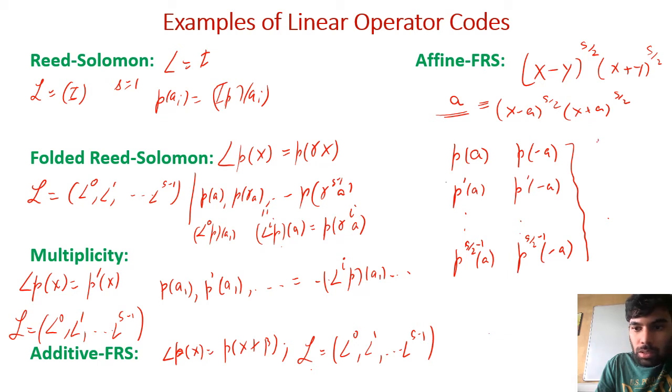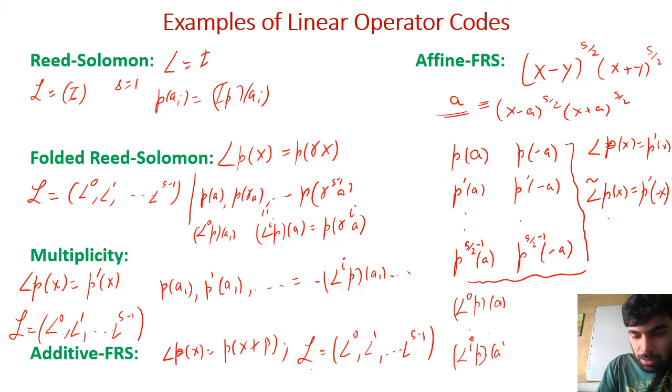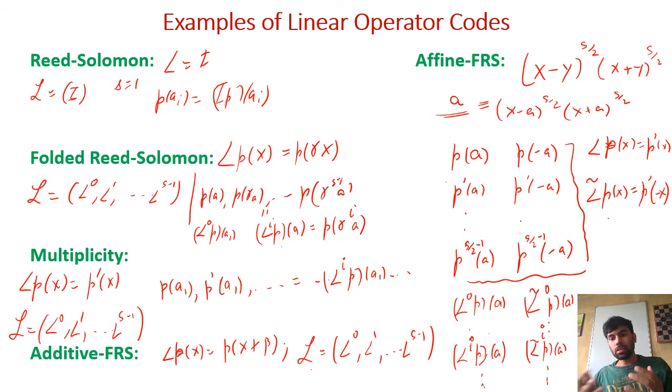which is the same as using the following set of linear operators. So the linear operator L, which is given by the derivative, and a different linear operator L tilde, which differentiates the polynomial but evaluates it at minus x. And you can see that this piece of information is just the same as the following piece of information, quite literally, where again Li P is just the iteration of this linear operator, and on this side we will have the operator L tilde instead of L. So in general, affine FRS codes can be interpreted as linear operator codes.